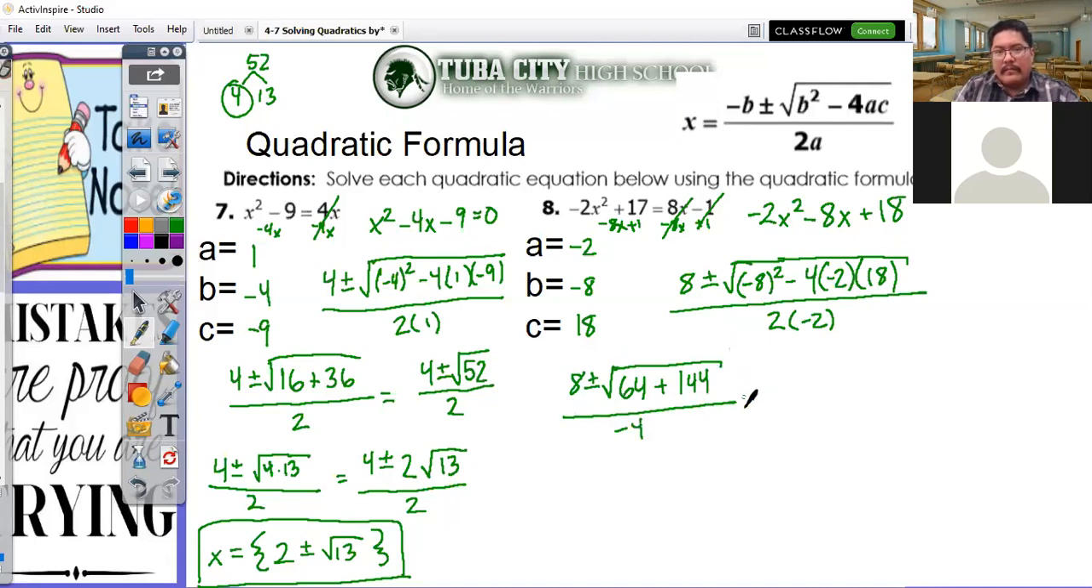Negative 4. And then 8 plus and minus 64 plus 144 is going to be 208, which I don't think is a square number, or is it? Because I know 64 is a square number and 144 is a square number. Is 208 a square number? I don't believe it is.